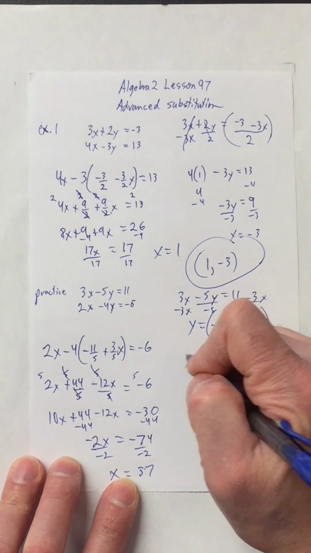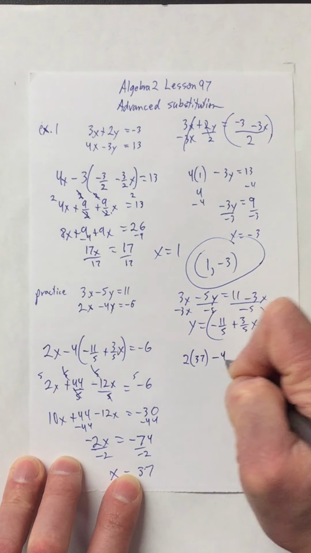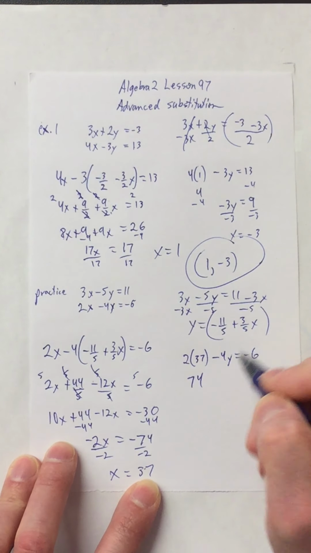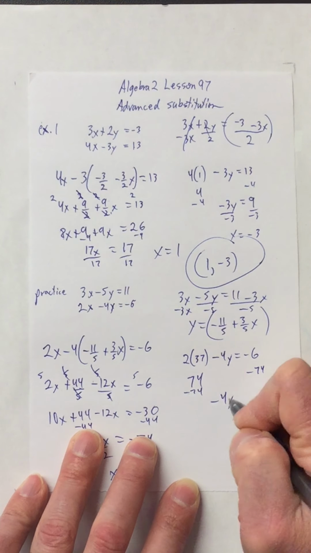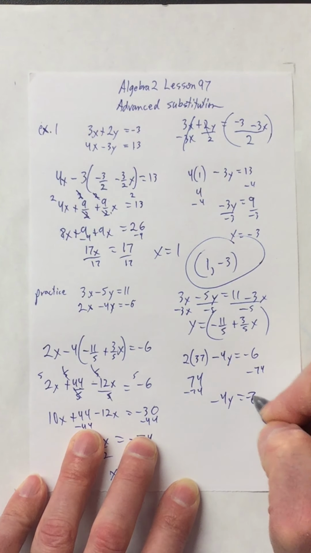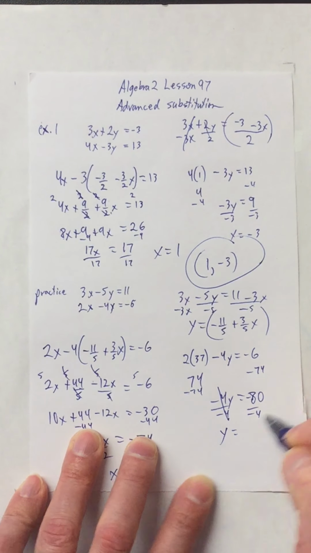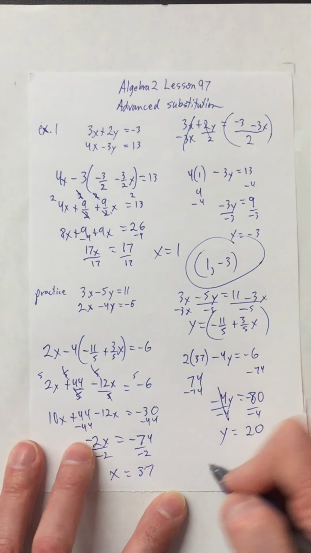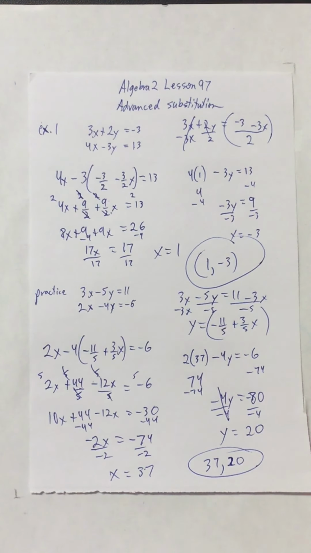Let's plug that back in. 2x, 2 times 37 minus 4y equals negative 6. Multiply that out, 74. Subtract 74 from both sides. I get negative 4y equals a negative 80. Divide by negative 4 to cancel it there. Y is equal to negative 80 divided by negative 4, which is a positive 20. So 37 comma 20 as my x and my y value for the practice problem on lesson 97.